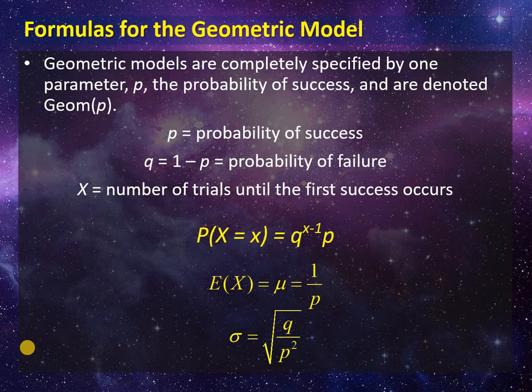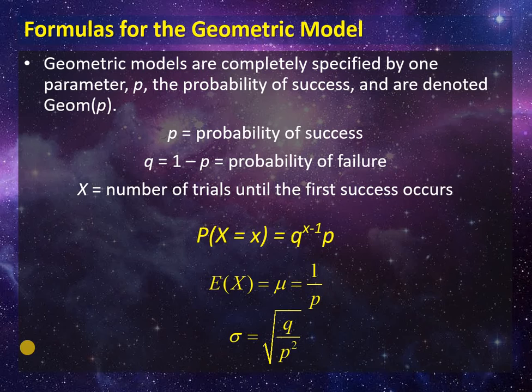So how you calculate the probability, this is what we did on that table. We said, hey, if I had to roll the dice 4 times to get a 1, that meant the first 3 times I did not get a 1, and then on the 4th time I did. So that's why it's X minus 1, because you failed until that last one when you finally got it right.